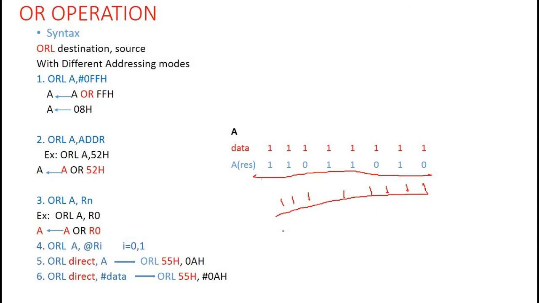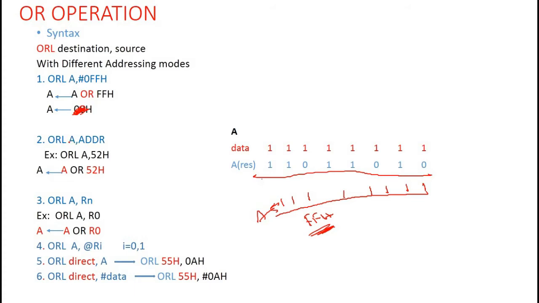Correct, right? So this will be stored in the accumulator. That is, the answer is FFH and that will be stored in the accumulator. Correct? So this I have taken for the earlier operation, right? And next is ORL A comma address.